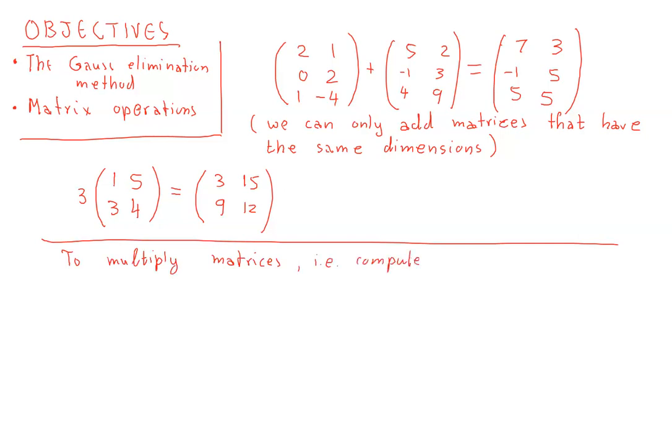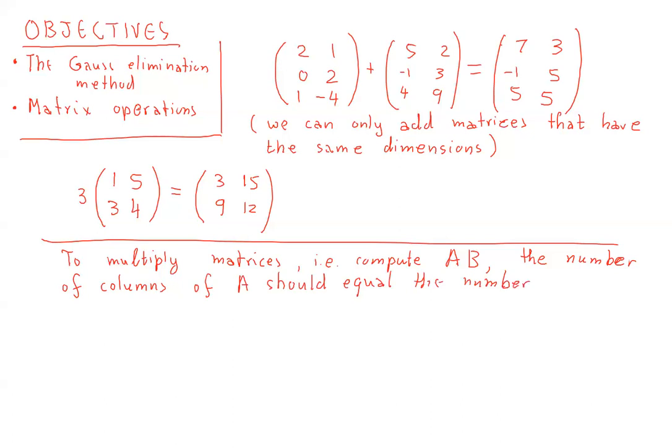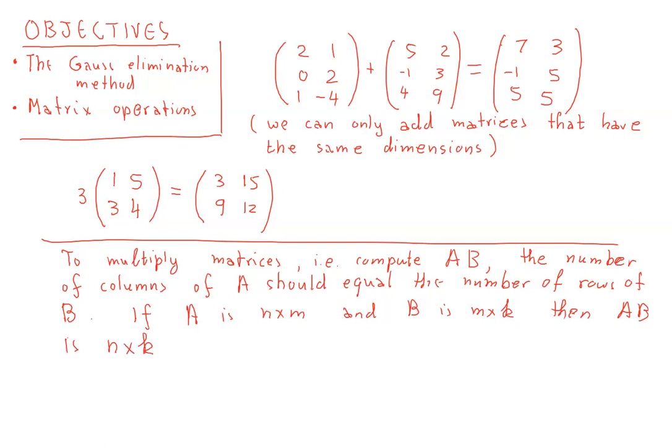In other words, to compute AB, the number of columns of A should equal the number of rows of B. So in particular, if A is n by m and B is m by k, then AB is n by k.